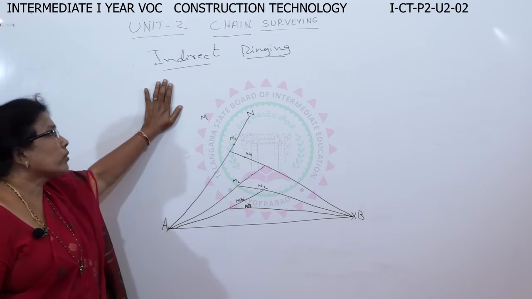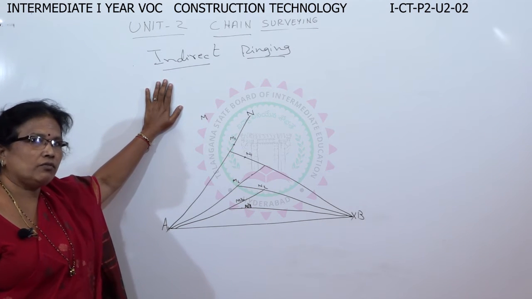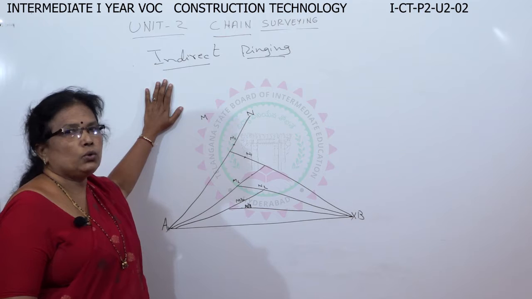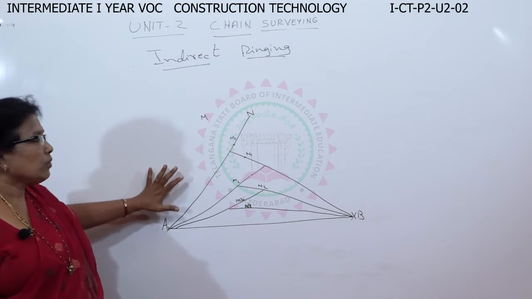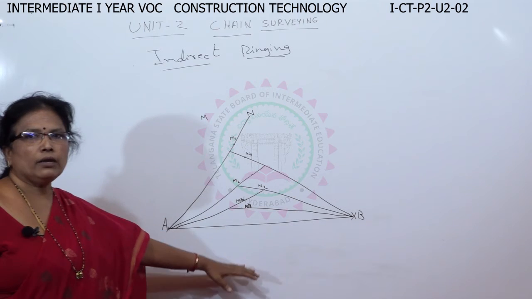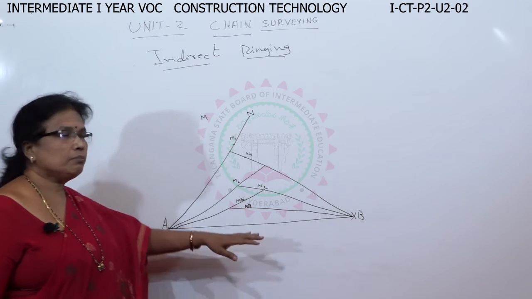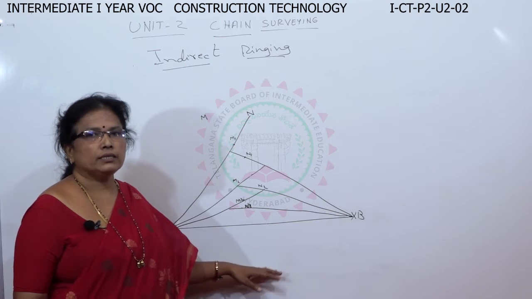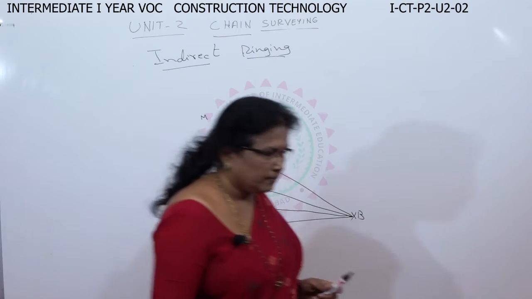First, you have to write what is indirect ranging and in which situation you are going to do it. Then you have to draw this figure. You will be awarded marks for this figure also. Then you have to write the explanation. This is very simple and you will get 6 marks for this.